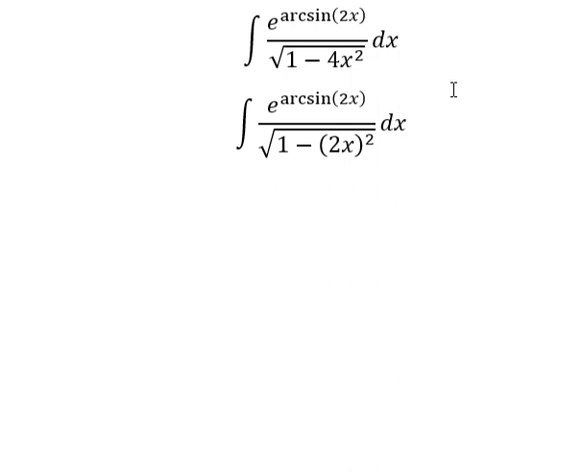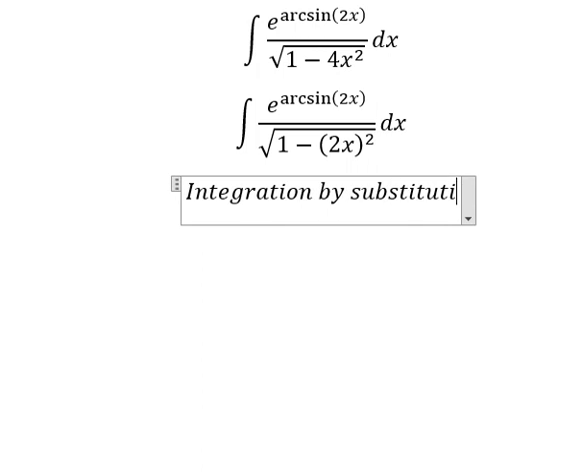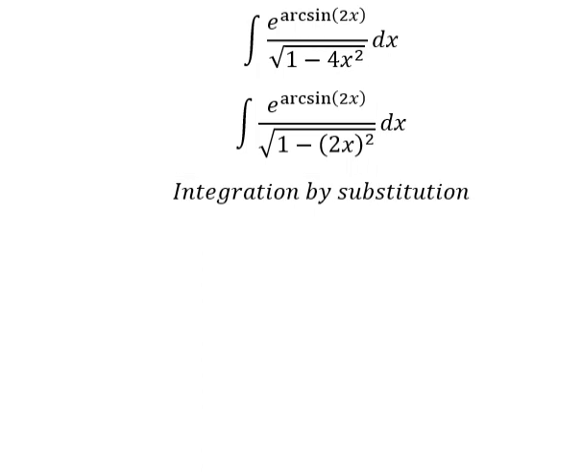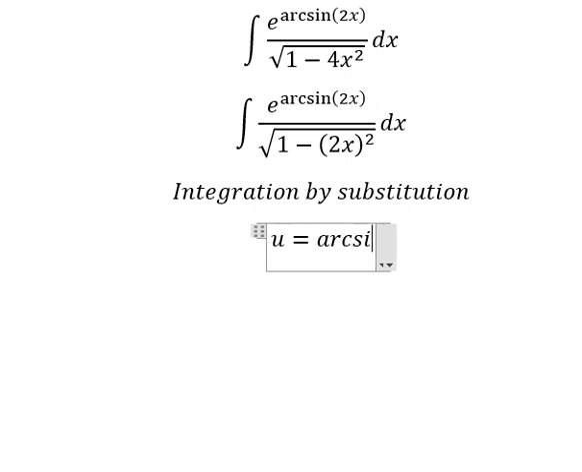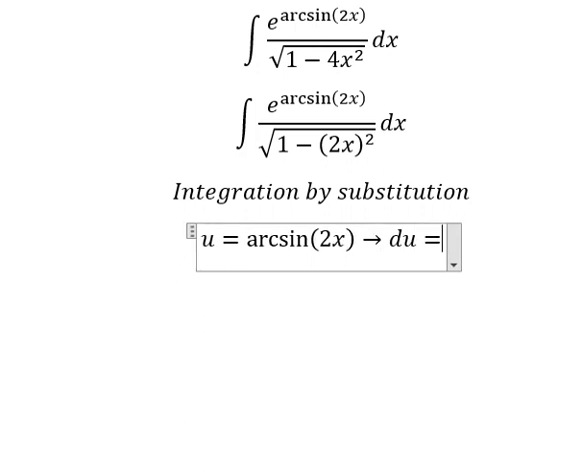Next, we need to use integration by substitution. So I will put u equal to arcsin of 2x. Later that, we need to do first the derivative for both sides, and we have like this.